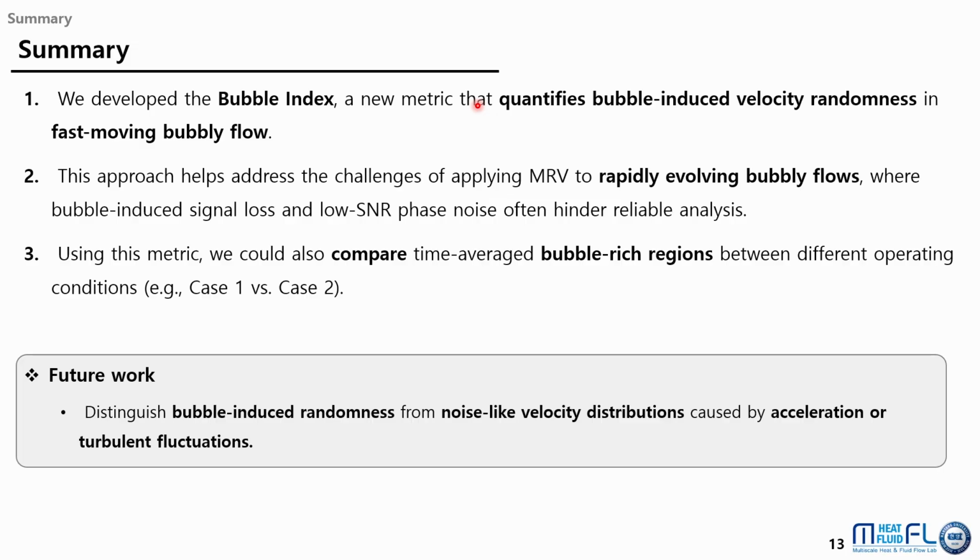To summarize, we developed the bubble index to quantify bubble-induced velocity randomness. This helps address the challenges of applying MRV to rapidly evolving bubbly flows. Using this metric, we compared bubble-rich regions under different operating conditions. Future work will aim to separate bubble-induced randomness from noise-like patterns caused by acceleration or turbulence.